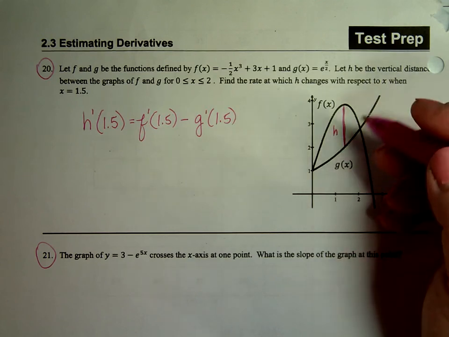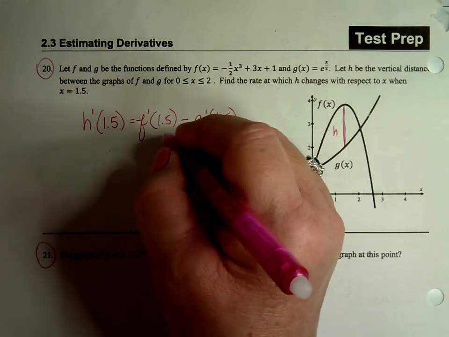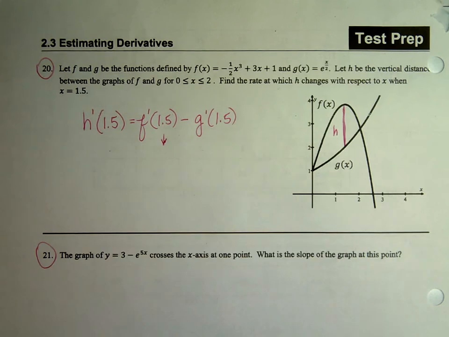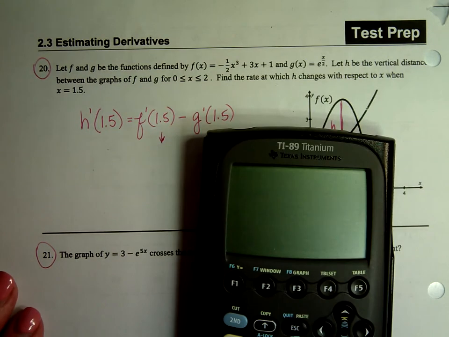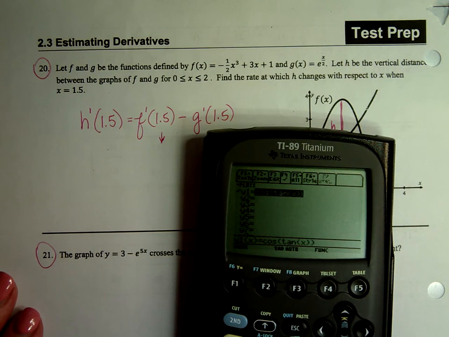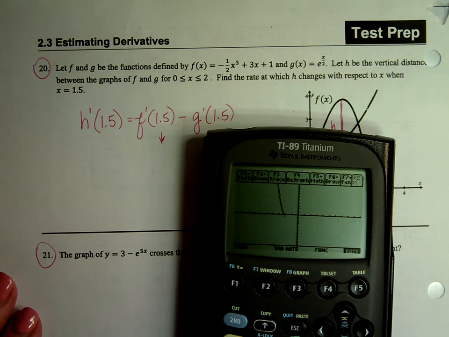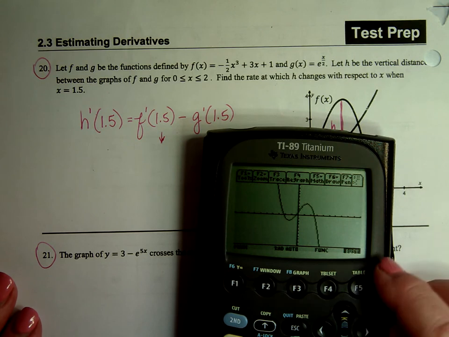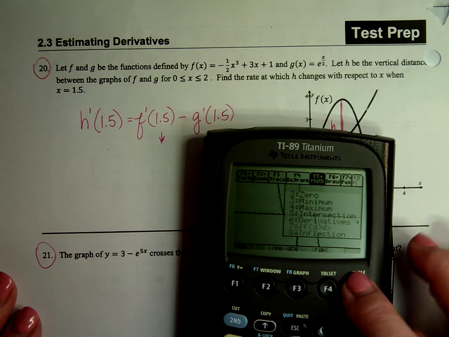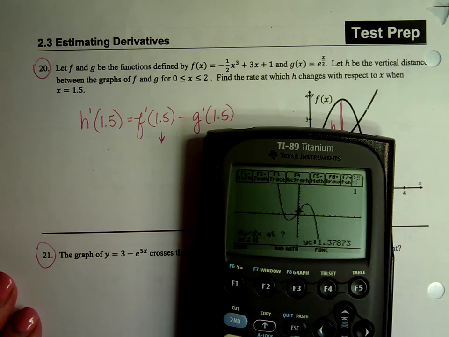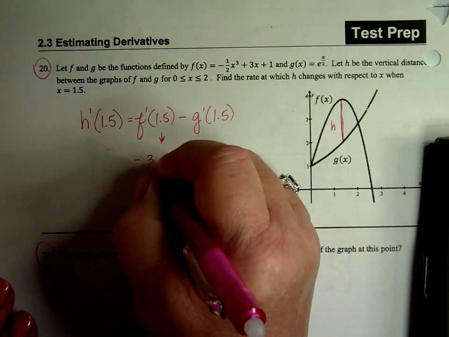All right, so here's what you got to do. You're going to figure out what this is, f prime of 1.5. And the way you're going to do that is like we did those very first questions. You're going to go to your handy dandy calculator, go to F1, and put in that equation, negative 0.5 x cubed plus 3x plus 1. Put it in there and graph it. Then you're going to find the derivative, and you want to know what it is at 1.5. And you get negative 0.375. If I went too fast, you can pause me.